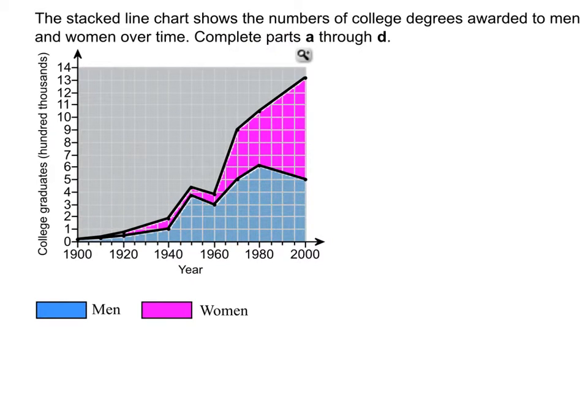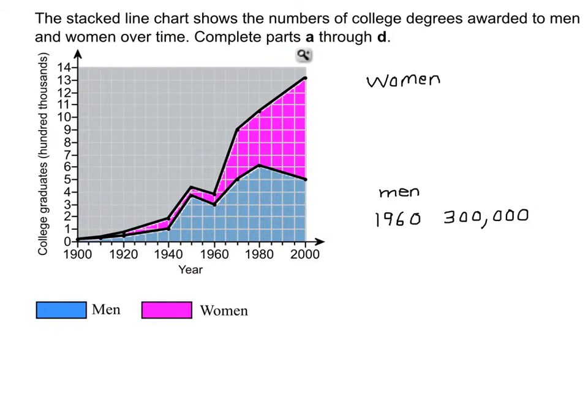So let's write that down. So in 1960, the number of men is 3 times 100,000. That's 300,000, and that's men. I'm going to see if I can move that up. Oh, I guess I can't. Okay. So now let's try for women. We'll write up here.